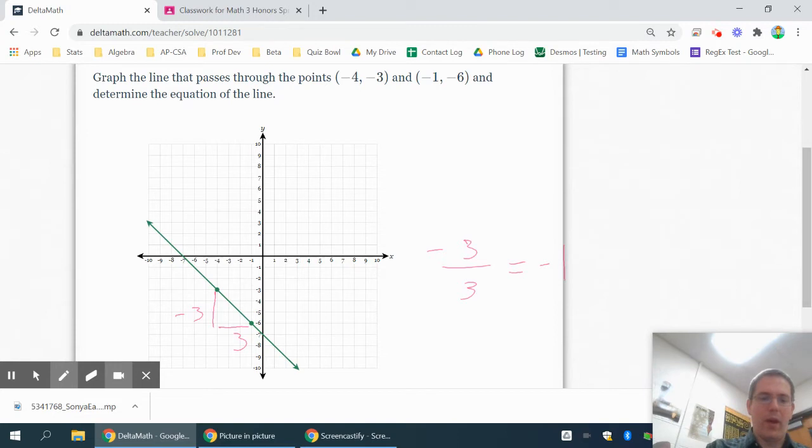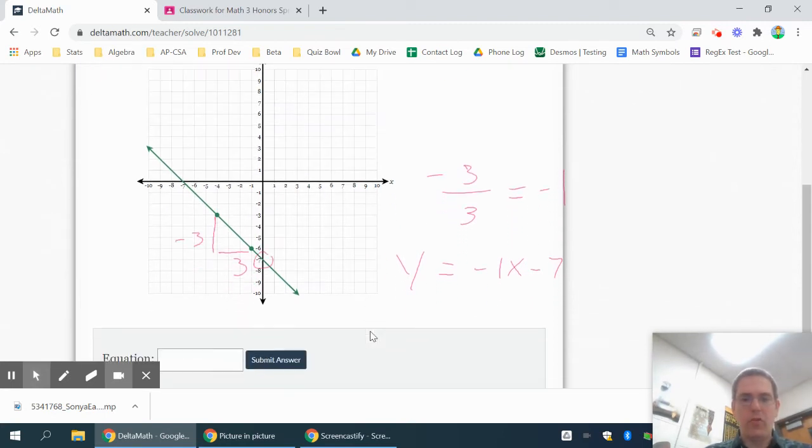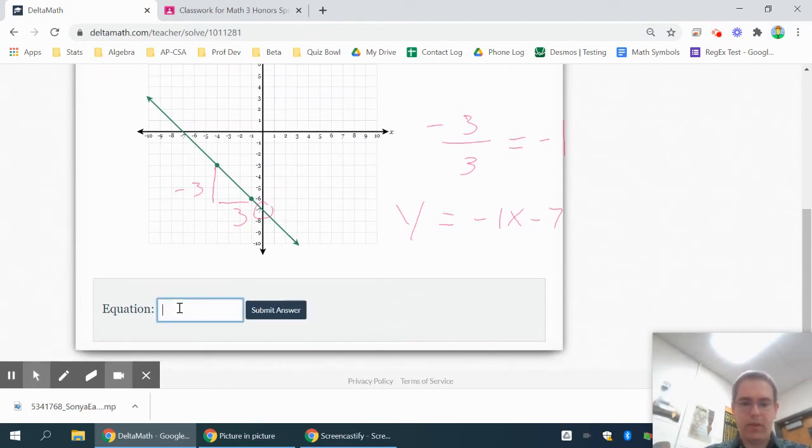Now, we also look at the y-intercept. In this case, my y-intercept is negative 7. So I have y equals negative 1x minus 7. That will help you get an idea of what is going on. The other thing is, always when you're writing in y equals mx plus b, always be sure to put the slope in front of the x. So y equals negative 1x, and then put the minus 7 on the end.